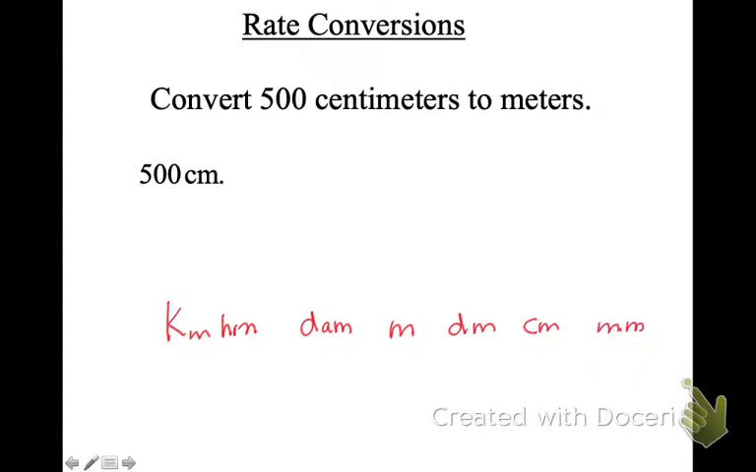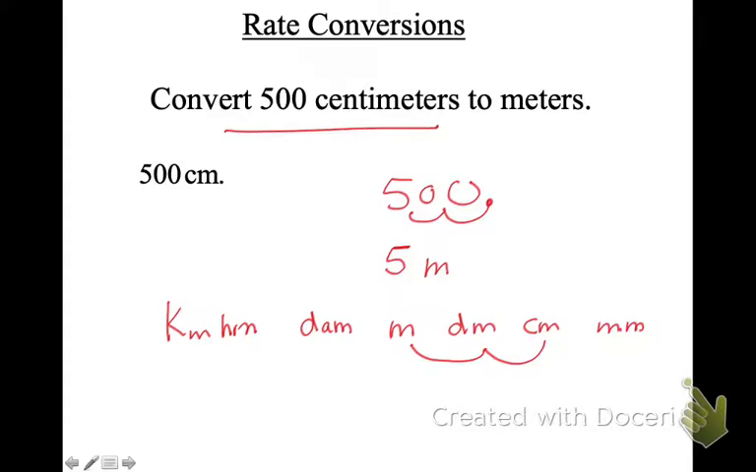There we go. 500 centimeters. I'm starting at centimeters and I'm moving over to meters. 1, 2, 500. And my decimal's naturally to the right, and so I'm going to end up with 5 meters. Oops, I'm going to meters. I started with 500 centimeters, so super easy.